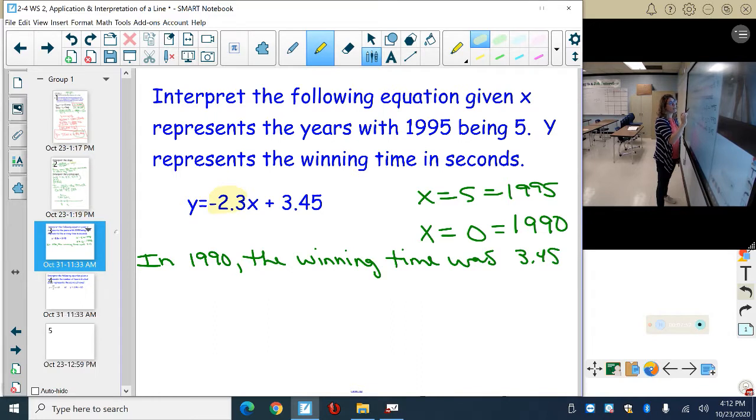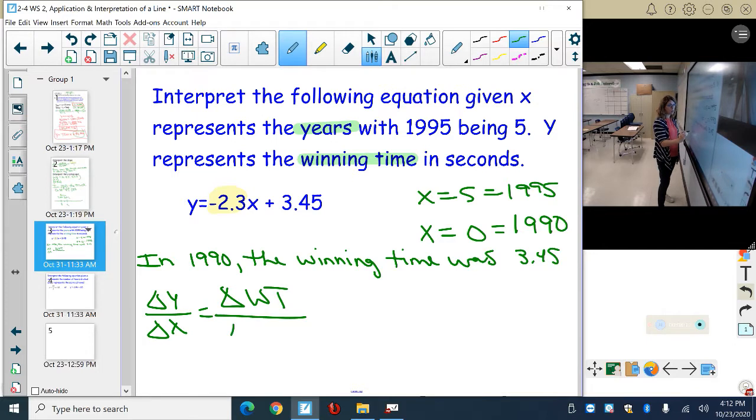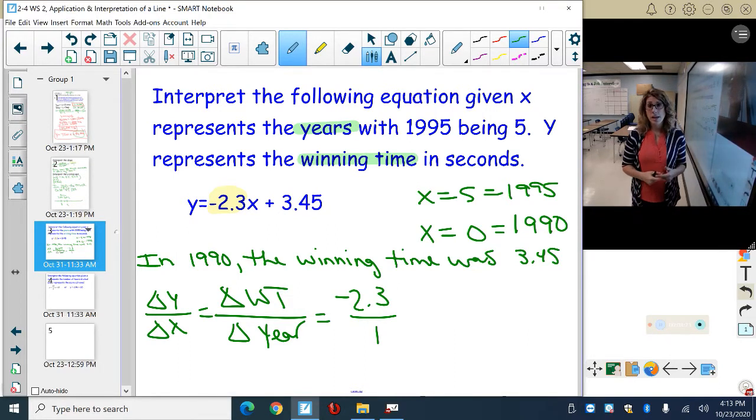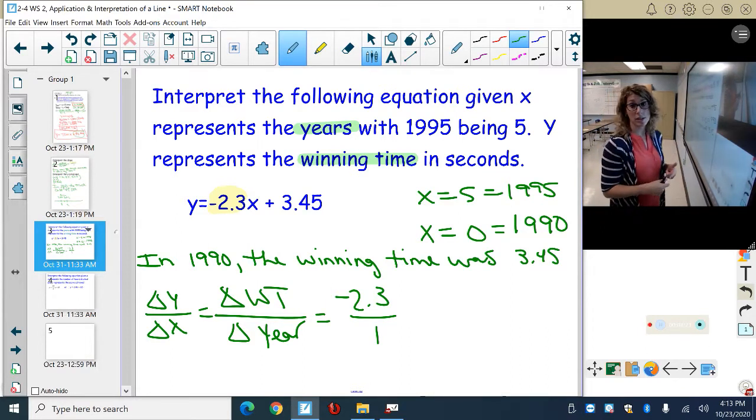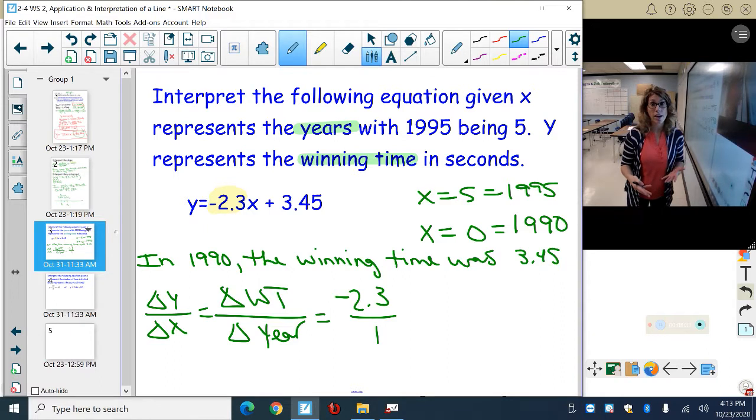However, let's talk about this. We are comparing years with winning time. x represents the years, and y represents the winning time. So that means we're going to have the change of y over the change of x. So that is the change of the winning time over the year, and that is going to be negative 2.3 over 1. If it's negative, what does that mean? That means it's decreasing, right? So the winning time is shaving off seconds of 2.3. So it's actually, you're getting faster, right?